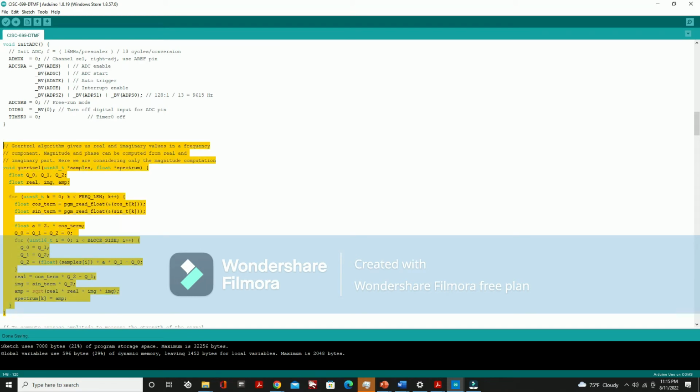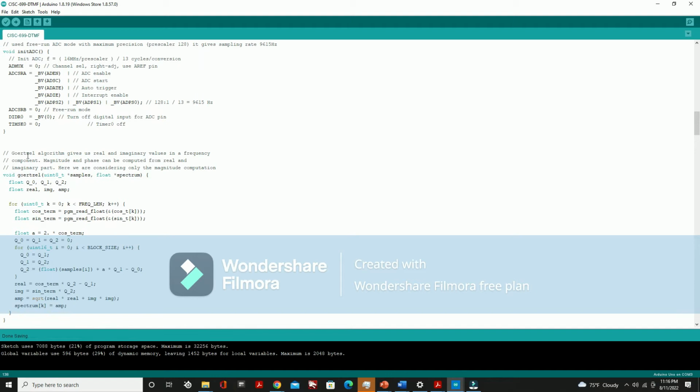This core part is where the actual algorithm detects the magnitude of the frequency component in the spectrum I have captured. With this Goertzel algorithm, we actually compute the real and imaginary values of a frequency component.